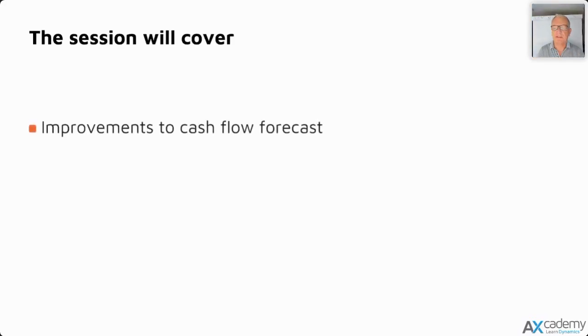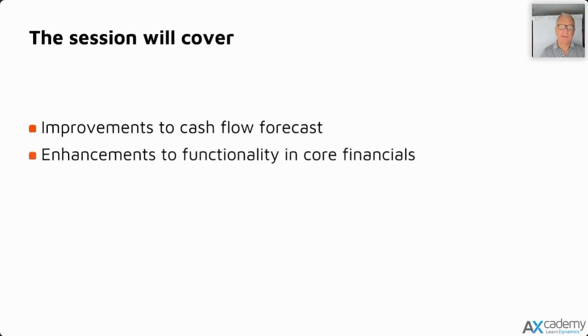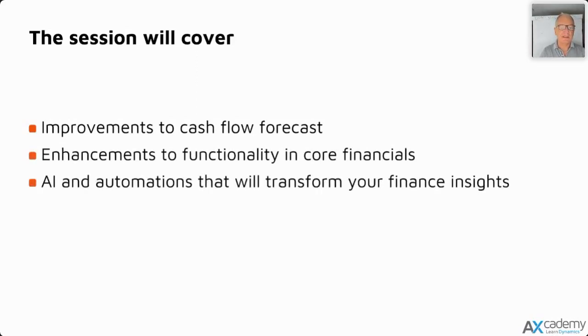So covered today is the improvements to the cash flow forecast, a bit about the, as mentioned, core functionality, AI and automation is just a little bit of mentioning that, and some new globalization features. There's a bunch of those.